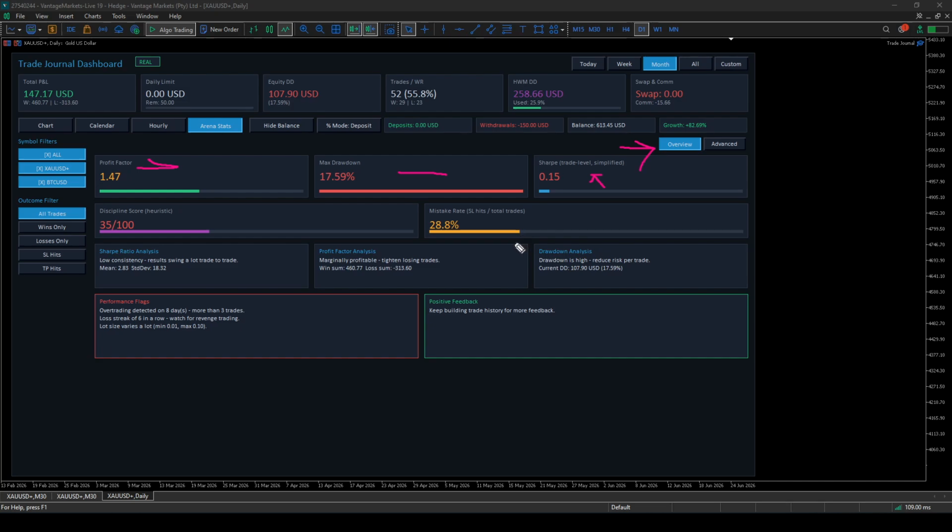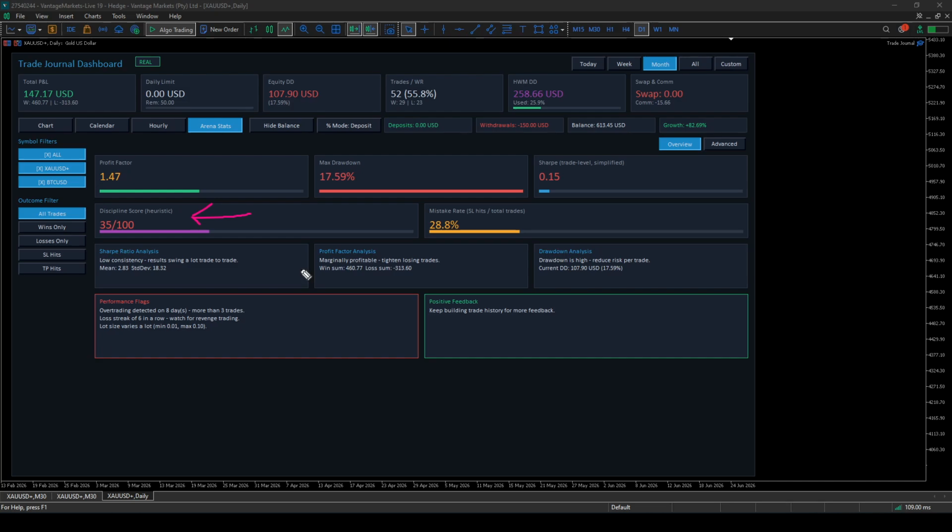Like profit factor and max drawdown and a Sharpe-style consistency ratio, with a visual bar showing where you sit on the scale from poor to excellent. See, you can see this. Okay, and here you can see the discipline score. That's the beauty. You have a discipline score.